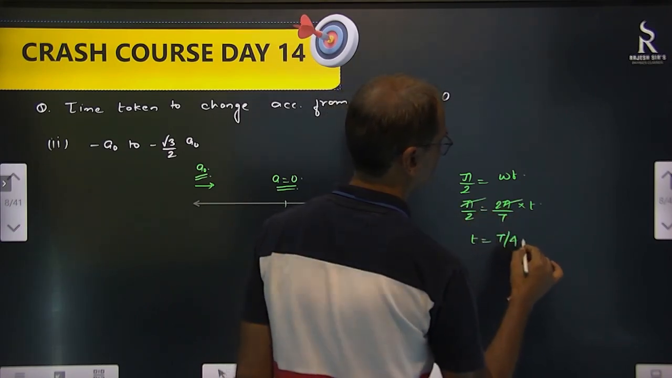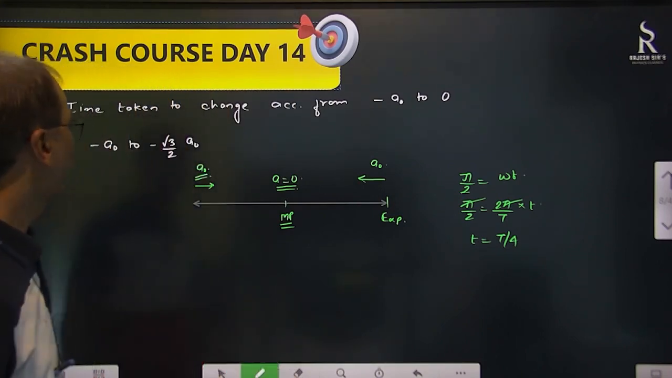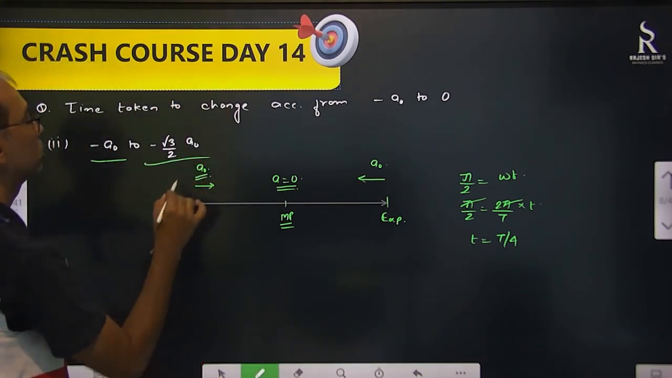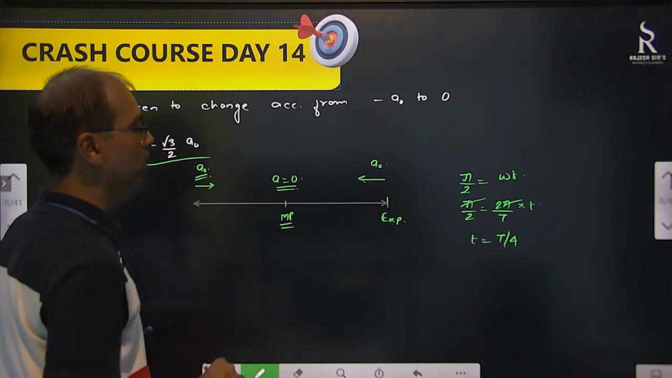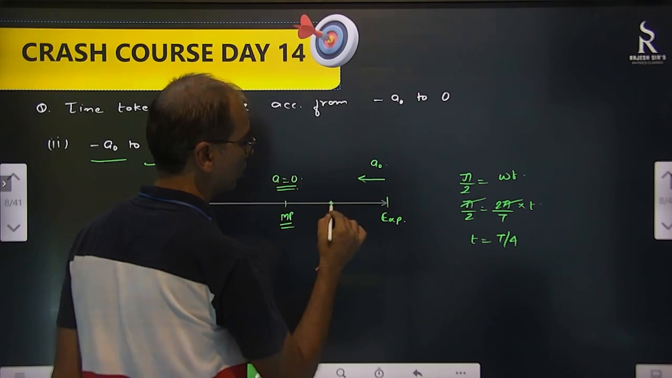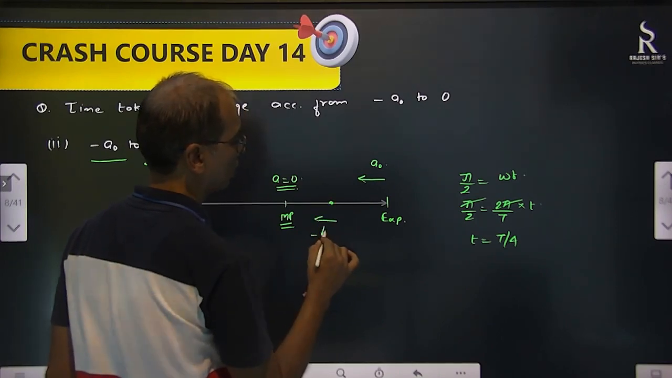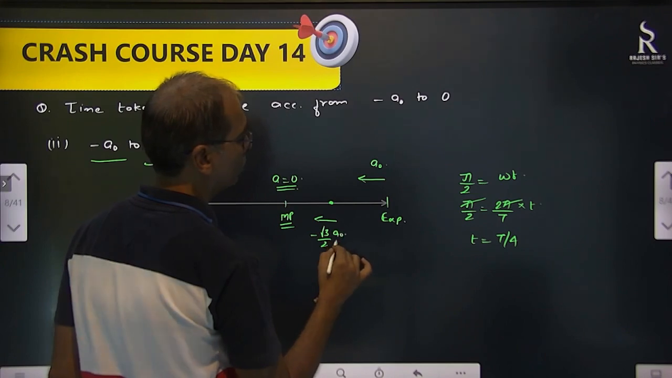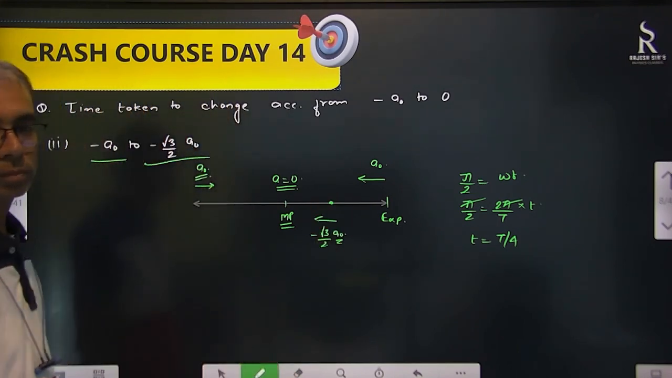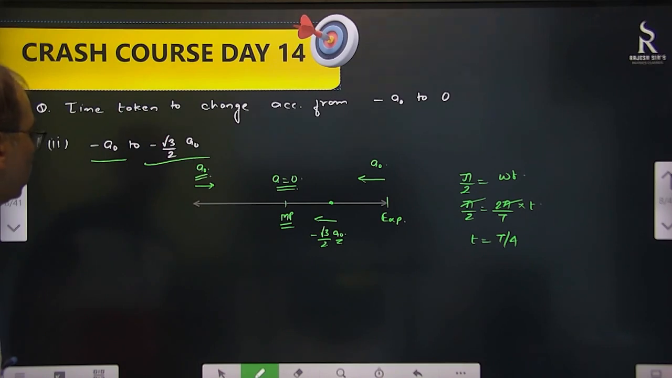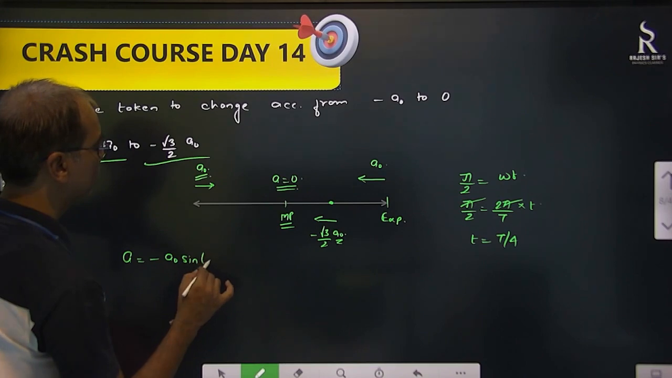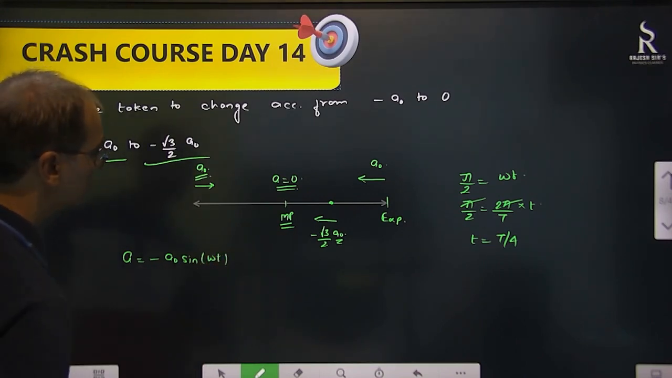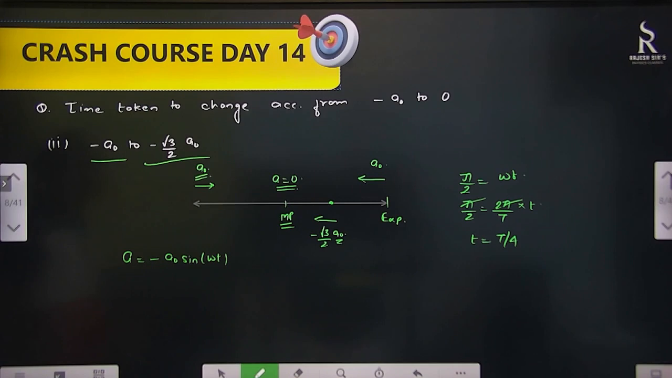This was a very easy question. Okay, next one: minus a naught to minus root 3 by 2 a naught. Minus a naught is this. Minus root 3 by 2 a naught, maybe somewhere here it will be. So what I have to do is find what this angle is. Acceleration is minus a naught sine omega t. So this is minus root 3 by 2 a naught.